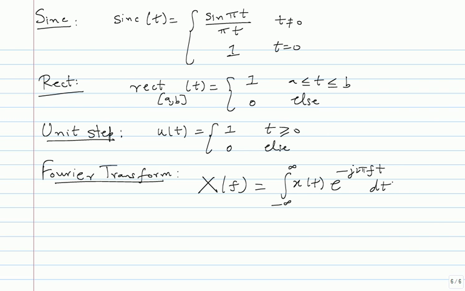Okay, and it also has an inverse relation, which is valid for well-behaved good functions. It's the integral from minus infinity to infinity of X of f e power j 2 pi f t df. Okay, so if you're used to the omega, you'll get a 1 by 2 pi in this inverse relation. If you use f, you don't get it. And if x of t is in L2, the Fourier transform is very well defined. It converges. Everything works beautifully. Capital X of f will also be an L2 function in the variable f. It's all very well defined.